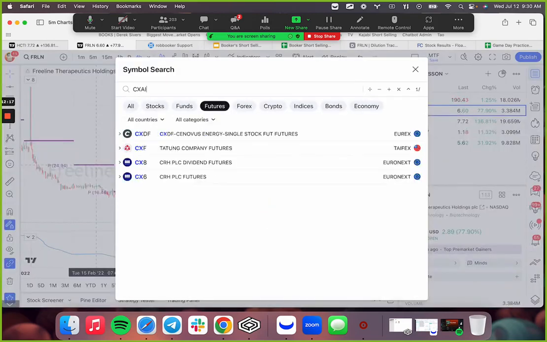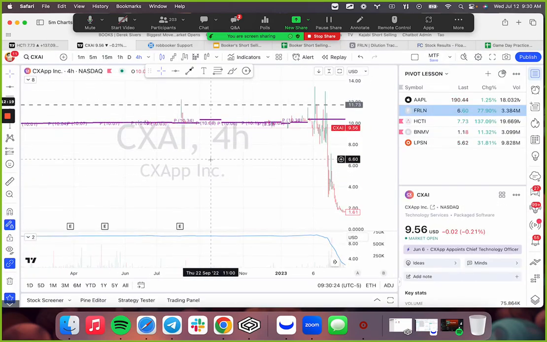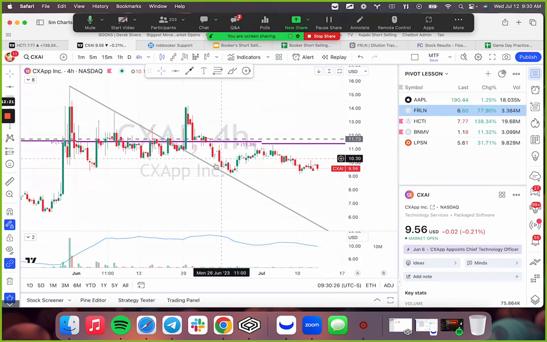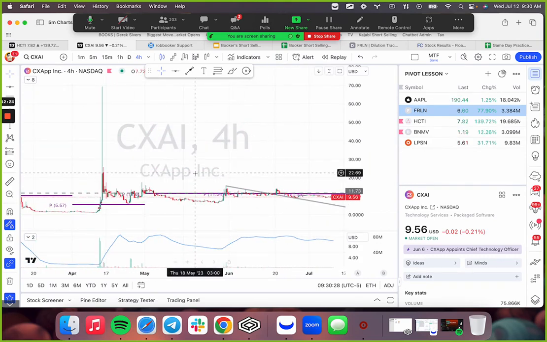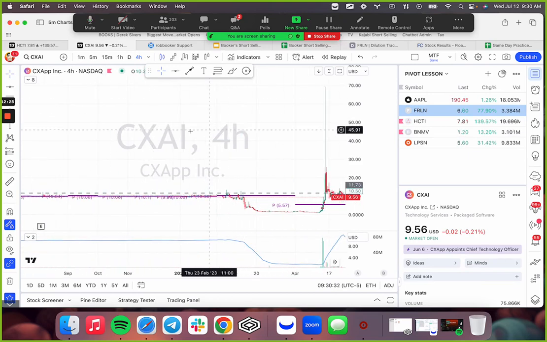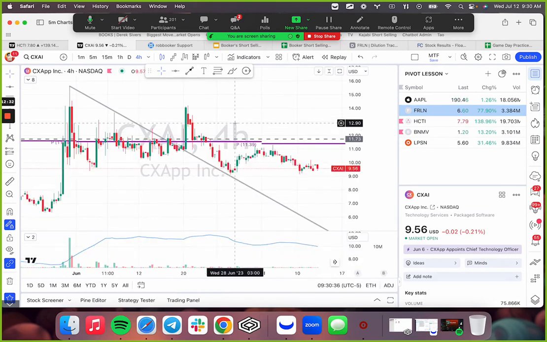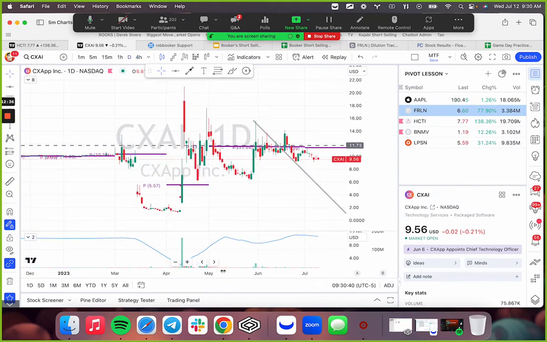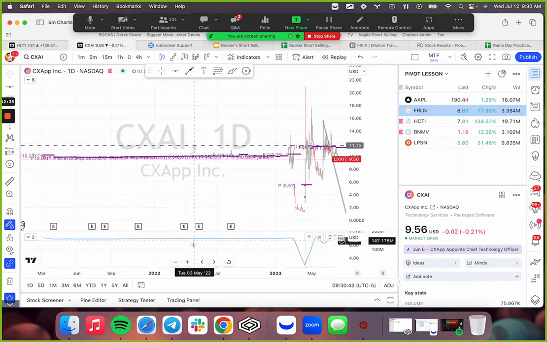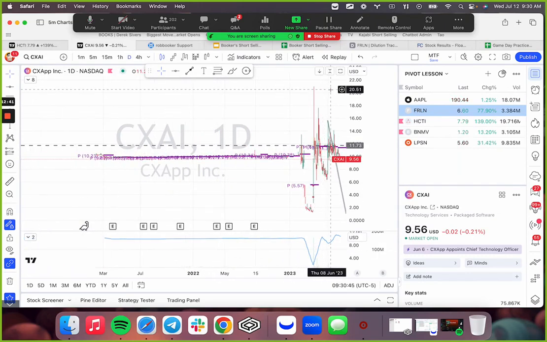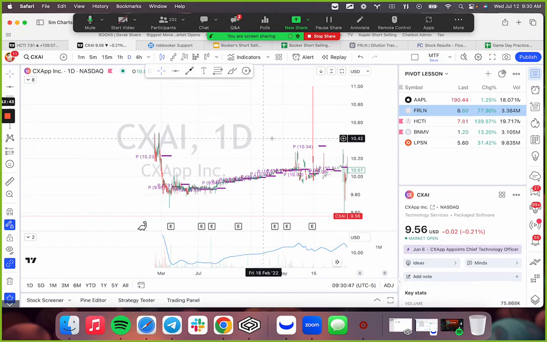Let's look at something like CXAI from way back when. So CXAI has had a couple wild moves, like this move up to $69 a share one day. Where was it going when that happened? Well, if we zoom out and go to a one-day chart really quickly here, and we look at that from April, right? We ran out of levels.